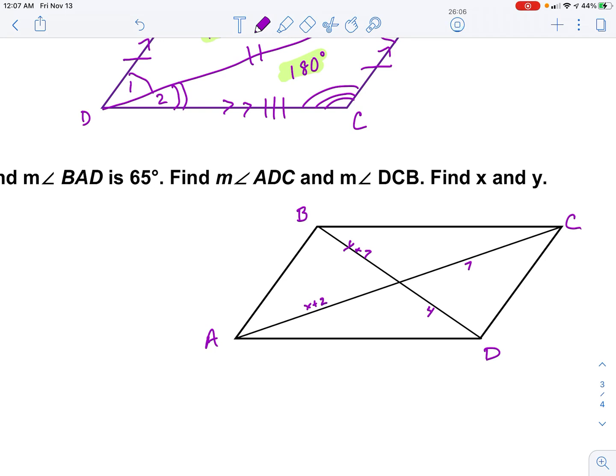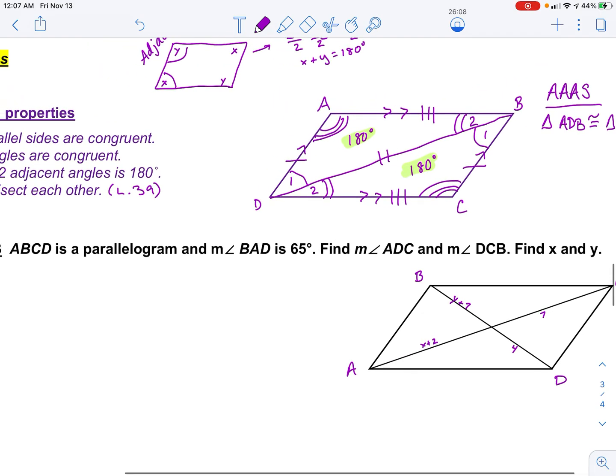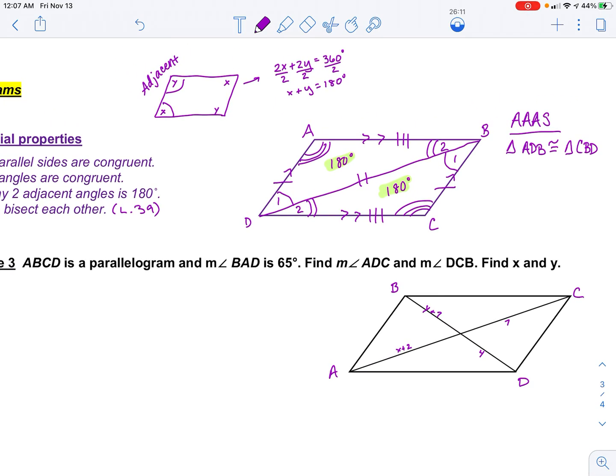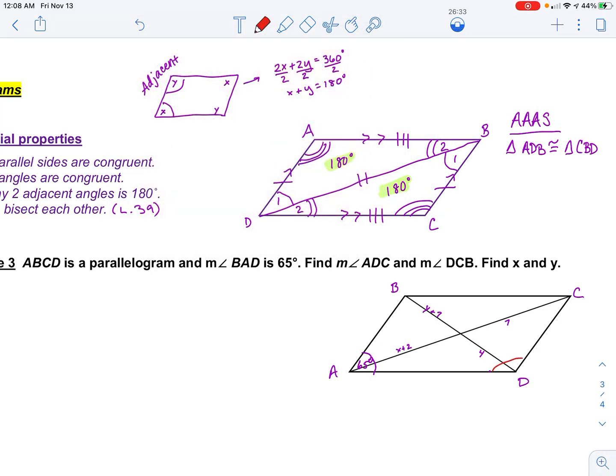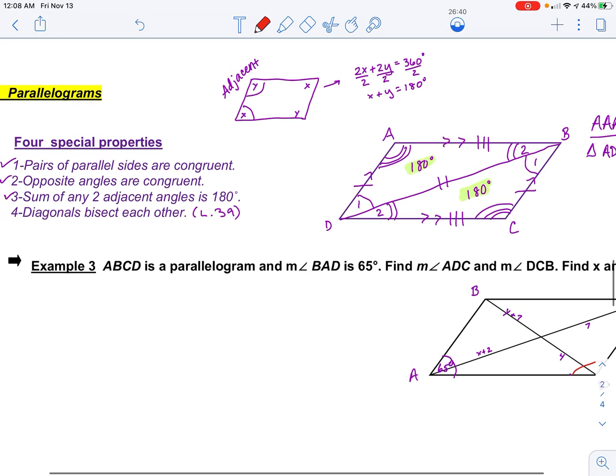I also know that, let's look at what the instructions tell us here. Try a parallelogram ABCD, and the measure of angle BAD, so let's find that right here. Angle BAD is 65 degrees. We need to find the measure of ADC, so what we're trying to find here, I'll use a different color for that. We're trying to find the measure of this, and DCB, this. Okay? So let's use what we have.